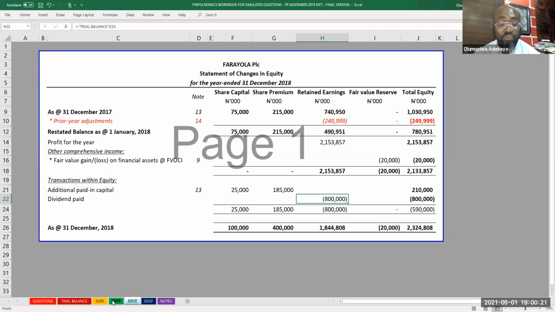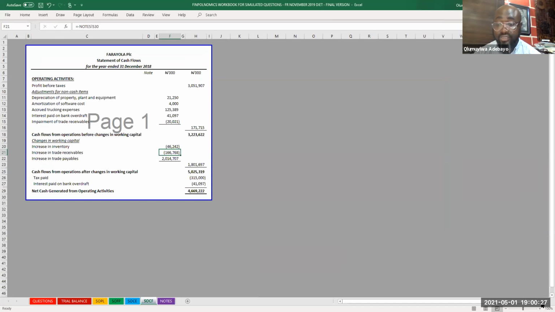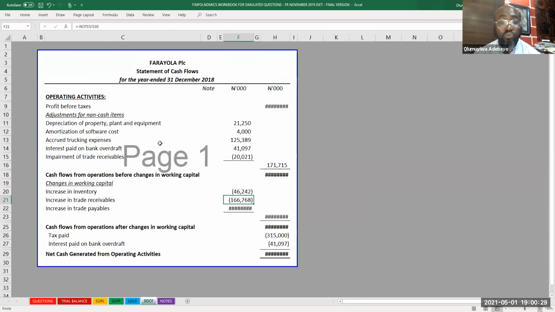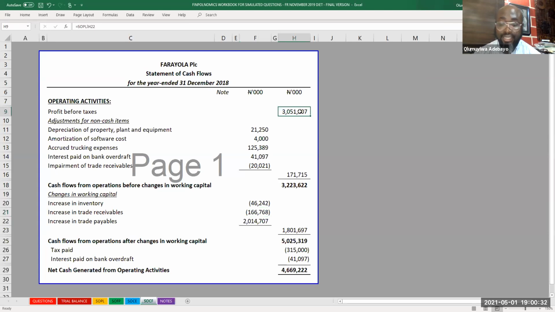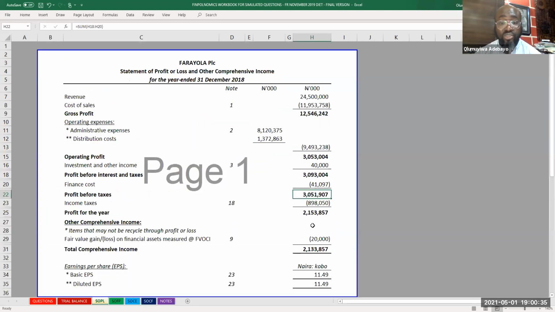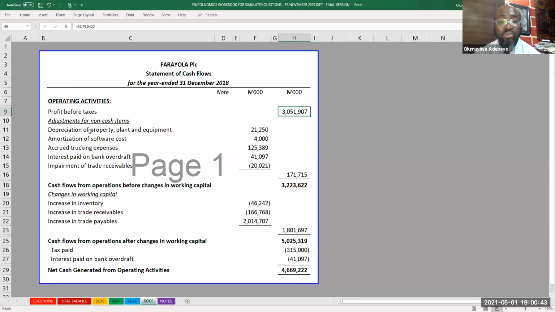Now, finally, you are told to present the statement of cash flows just for operating activities. Now, what is it? Profit before tax, again, is what flows from our profit or loss position, okay? Thereafter, you adjust for non-cash items. First is depreciation of property, plant, and equipment. Second is amortization. All of this still flows from our income statement. And also, you can see that from the breakdown of administrative expenses, including accrual regarding trucking expenses.